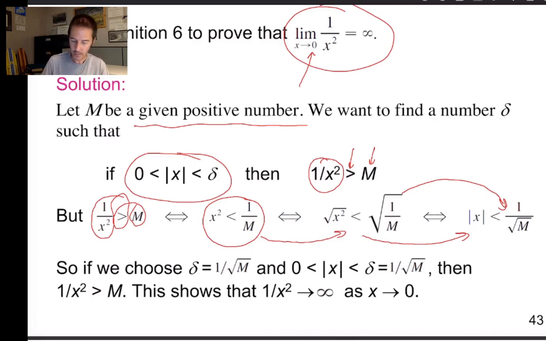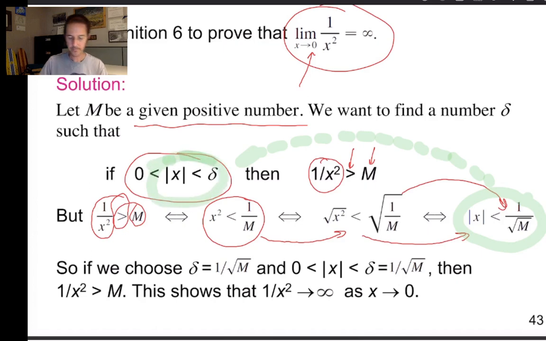And what you're seeing, maybe it's jumping out at you at this point. Look at this statement, and then come over here and look at this statement. See the absolute value of x, see the less than symbol, and then you see the difference. One says delta, one says 1 over the square root of m. So guess what we're going to let delta equal? 1 over the square root of m.